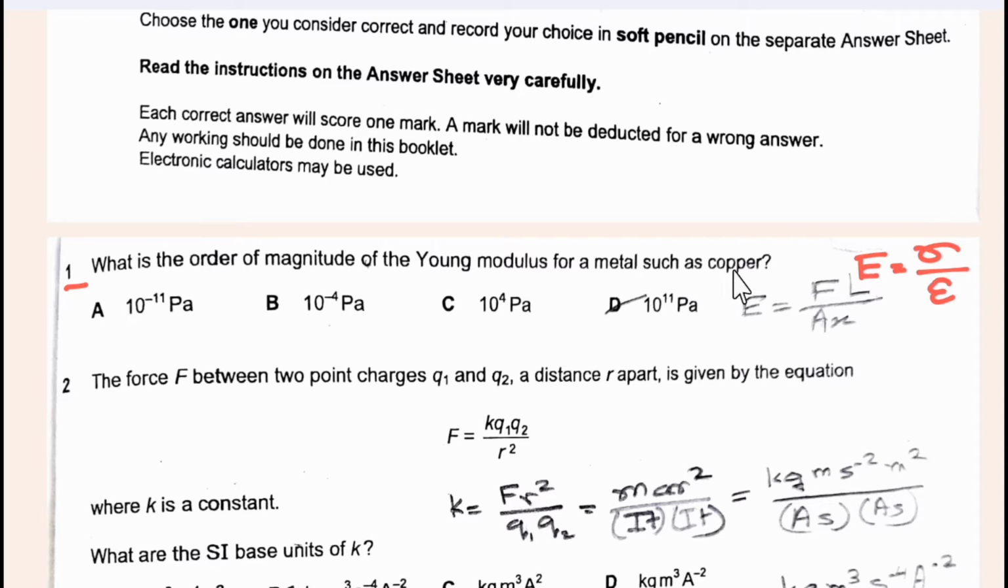In question number 1, what is the order of the Young modulus of a metal such as copper? You must remember that the Young modulus of copper is 10 to the power 11 Pascal. Young modulus is equal to stress by strain, and stress is the force per unit area and strain is extension divided by original length. So this is our equation for Young modulus. To extend a copper metal, we would require a high amount of force. Since a high amount of force is required, the Young modulus must be high. So it is the highest value, that is 10 to the power 11.